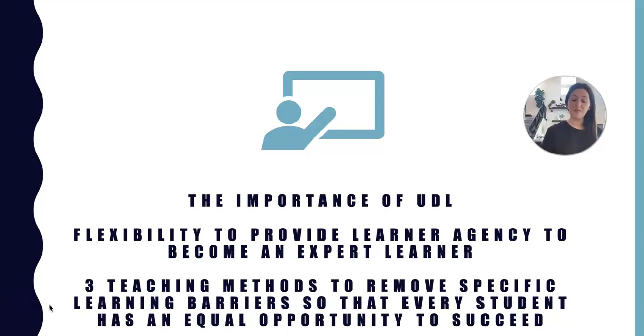UDL is based on principles that empower everyone to have agency over their own learning. It allows educators and learners to set clear goals, anticipate barriers, create meaningful options, and fully embrace human variability. There are 3 teaching methods to remove specific learning barriers so that every student has an equal opportunity to succeed.